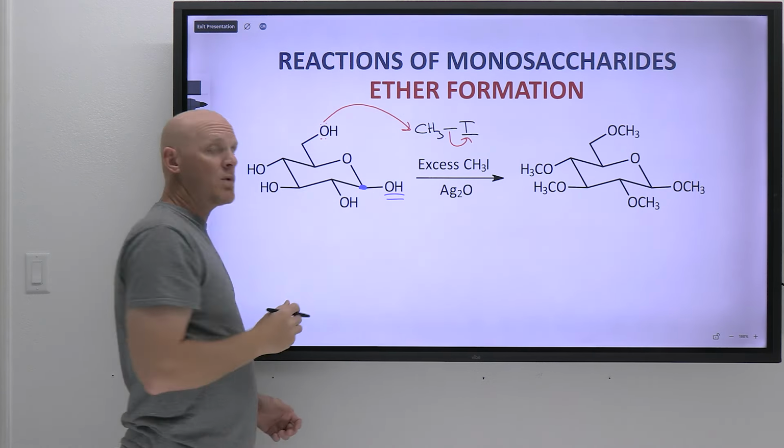So now we want to take a look at glycoside formation. Glycoside formation is going to be a specific reaction only at the hemiacetal hydroxyl group, only at the anomeric carbon. And this is why I've been emphasizing where that anomeric carbon is on the previous reactions. With ester formation and ether formation, it didn't matter. All the hydroxyl groups were reactive. But here with glycoside formation, it is only that hydroxyl group on the anomeric carbon.